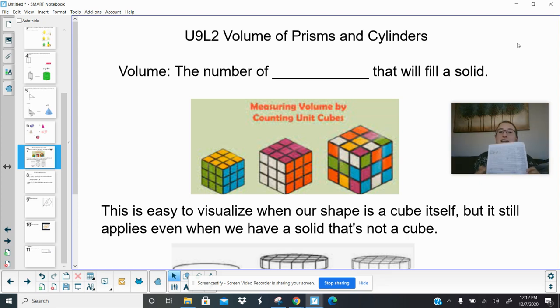Now that's measured in square units. Really, literally, how many squares I could fill, 1 inch by 1 inch, for example, 1 centimeter by 1 centimeter, whatever I'm measuring in, how many of those little squares could fit, that's area. Now volume is 3 dimensions. So volume is the number of cubic units that will fit in a solid. So this is easy to visualize if our solid shape is a cube.